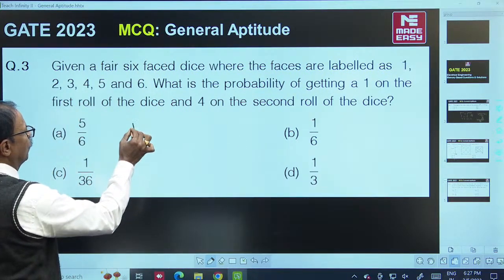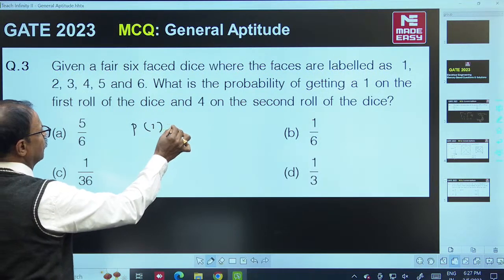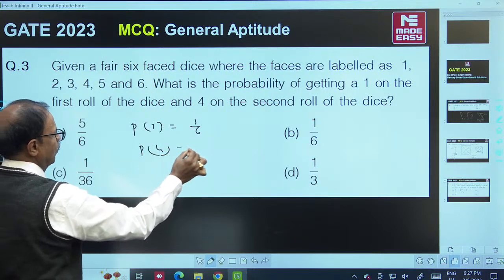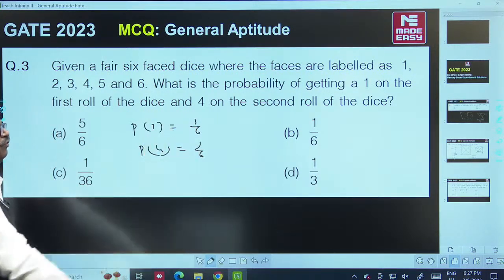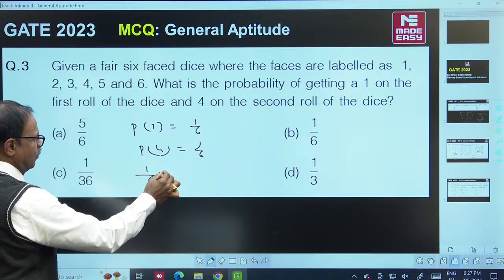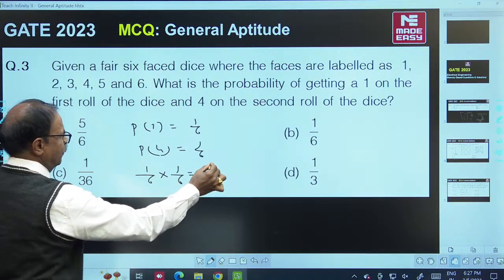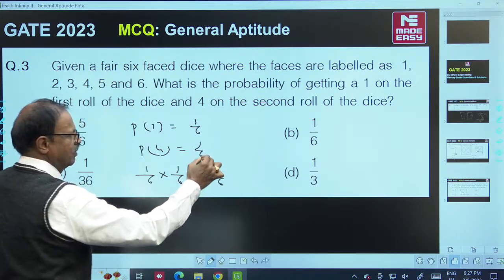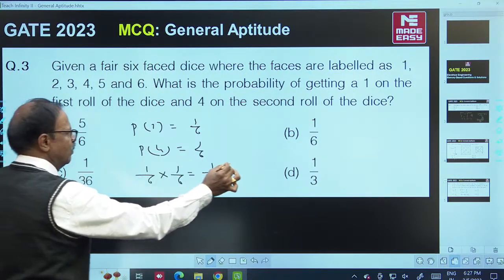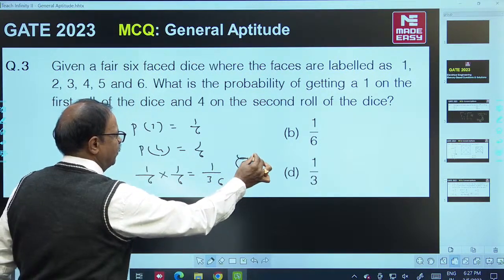See, probability of 1 will be 1 by 6. Probability of 4, 1 by 6. There are 2 possibilities, both are independent. Probability of 1 will be 1 by 6, probability of 4 also 1 by 6. That will be 1 divided by 36. So you may go directly by seeing the multiple choice, without writing any step.